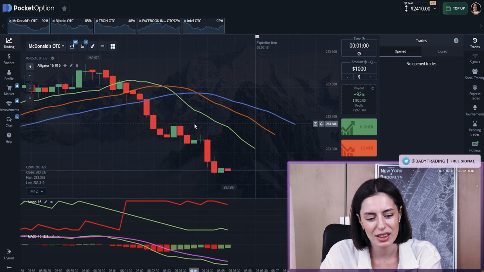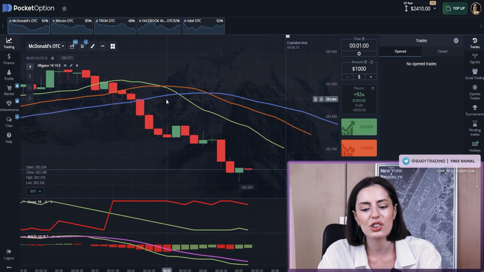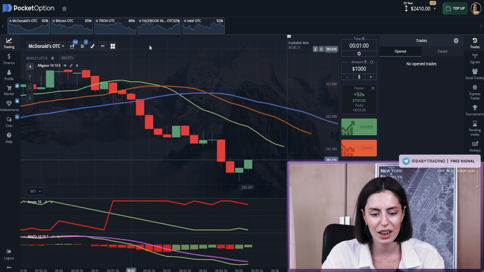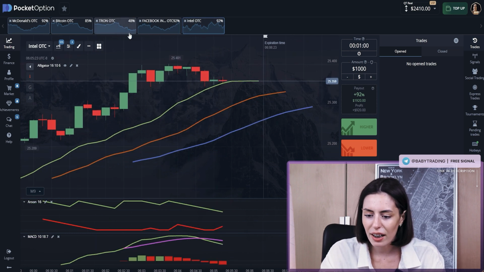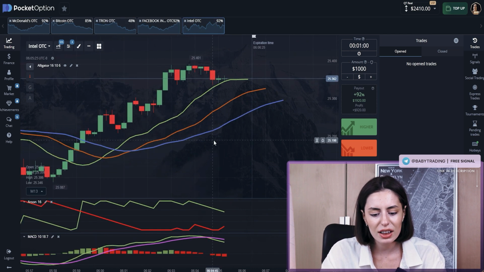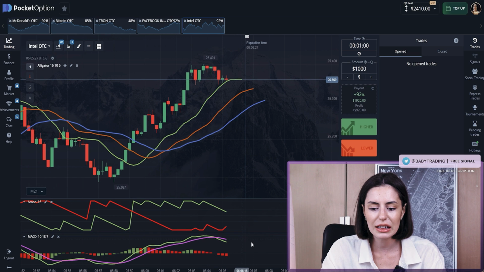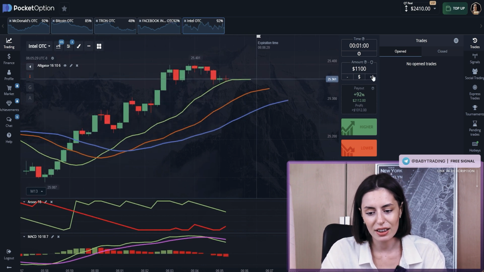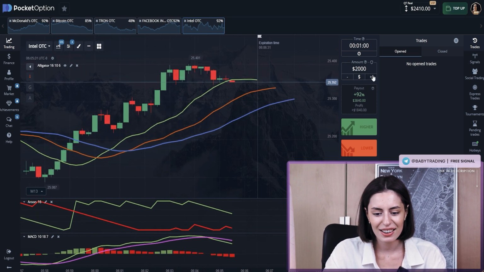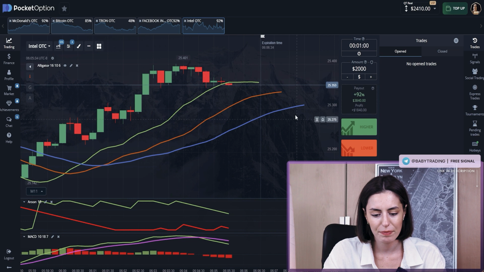I wish it would be easier. I wish that would be so perfect that we don't need any experience, we don't need any theories, we just need to see the signals and to get all these profits done.